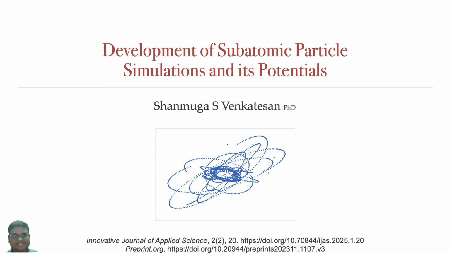This is a recent study developed on subatomic particle simulations and the development of its potentials in atomic scale. As you can see here, this is the image of a subatomic particle simulation of a carbon atom, which has 6 electrons orbiting, revolving around the nucleus, which is here in the center.